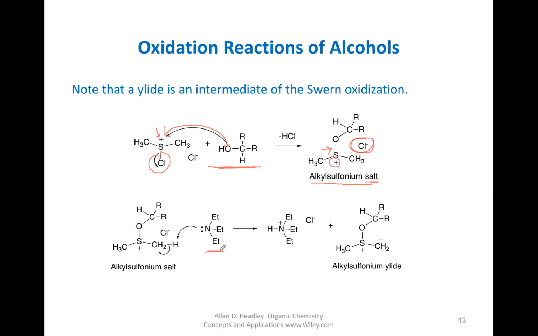Here's where the base becomes important. The base can abstract a proton. Remember an acid-base reaction? An acid-base reaction involves the base abstracting a proton to form a conjugate acid. What's left behind is, of course, a negative charge on this carbon. You can see here that a negative charge on a carbon adjacent to a positive charge on a heteroatom is called a ylide. You've seen a phosphorus ylide before when we looked at the Wittig reaction. So this is an alkyl sulfonium ylide.